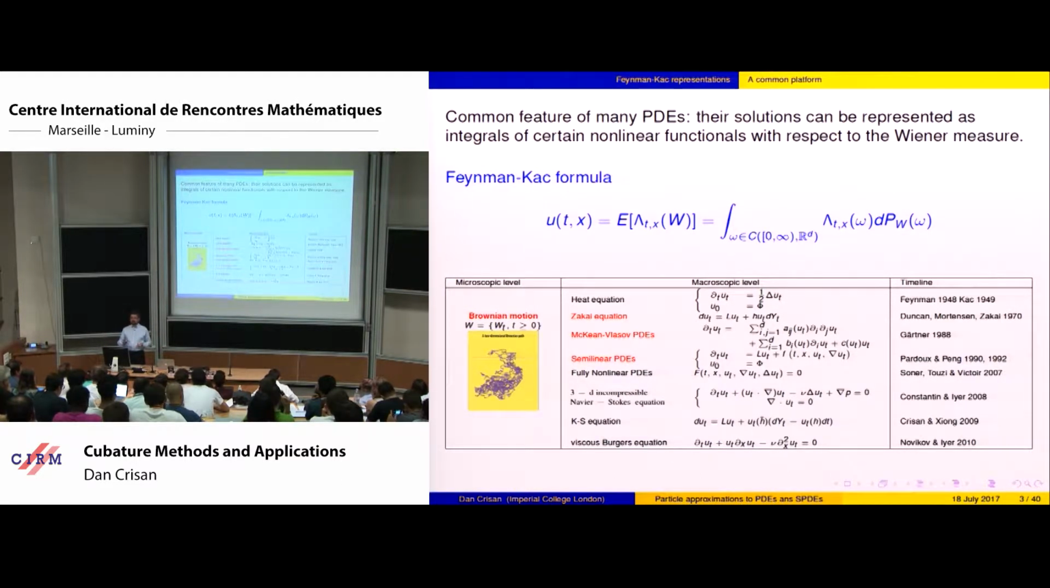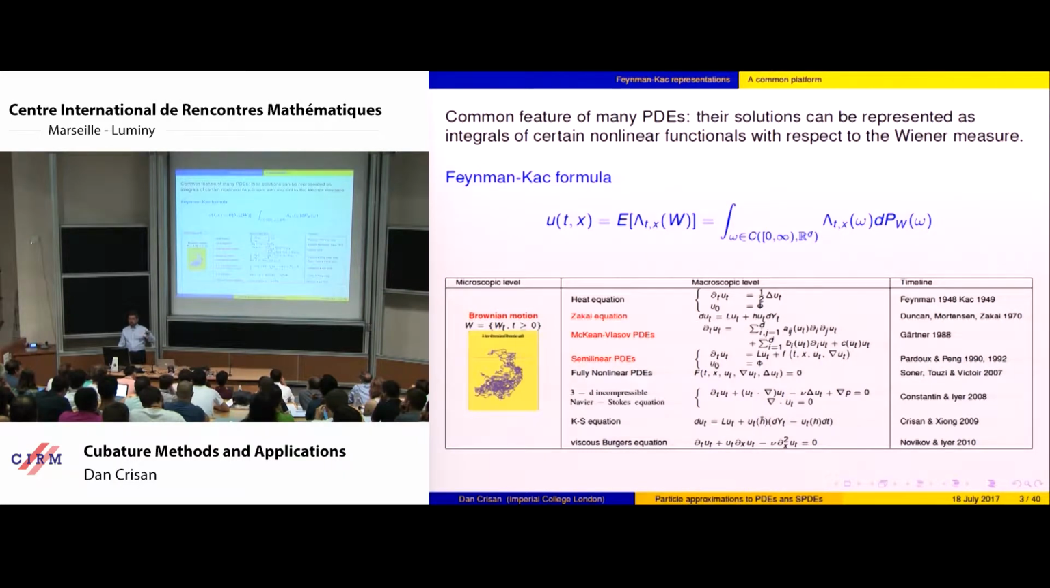that connects the solution of a PDE, the solution of an SPDE, with the expected value of a functional of a stochastic process. And most of the time, you can reduce this to the expected value of a function of a stochastic process, where the process itself is Brownian motion. So the way in which I try to put this to a non-specialist audience is that these Feynman-Kac representations provide a dictionary, if you will, between phenomena that happen at the macroscopic level and phenomena that happen at the microscopic level.